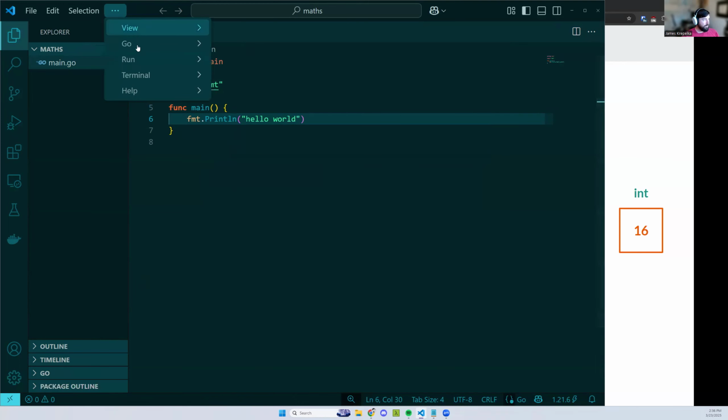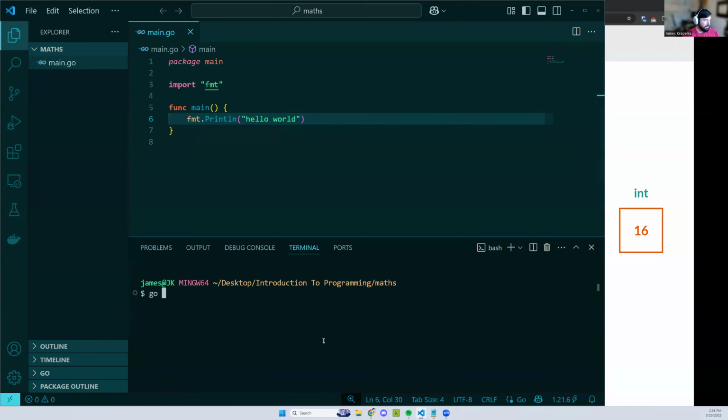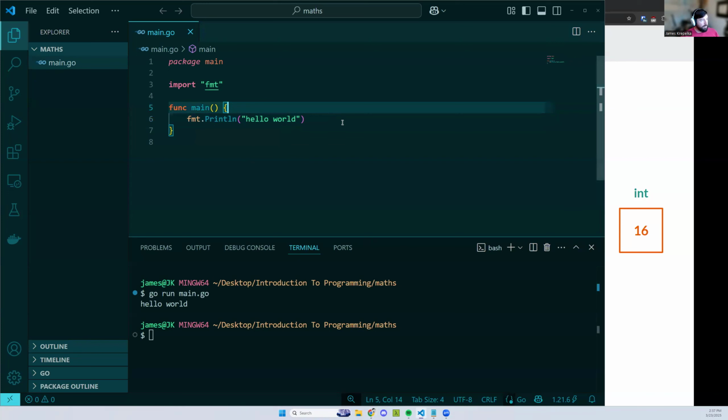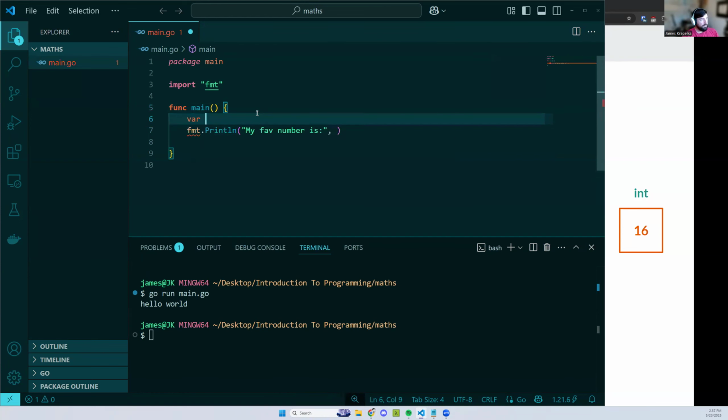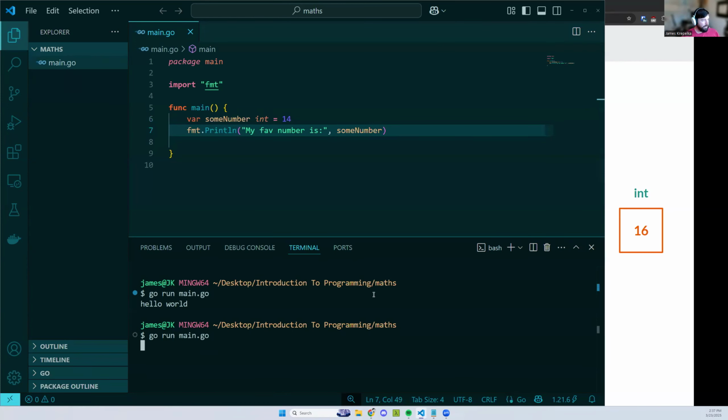All right, just like that, we've got that running. Terminal, go run main. Okay. So I can have a variable like my number. Give myself a variable, var some number. And let's say my favorite number is 14. I don't know. So if my favorite number is 14 and I run it, okay, cool.